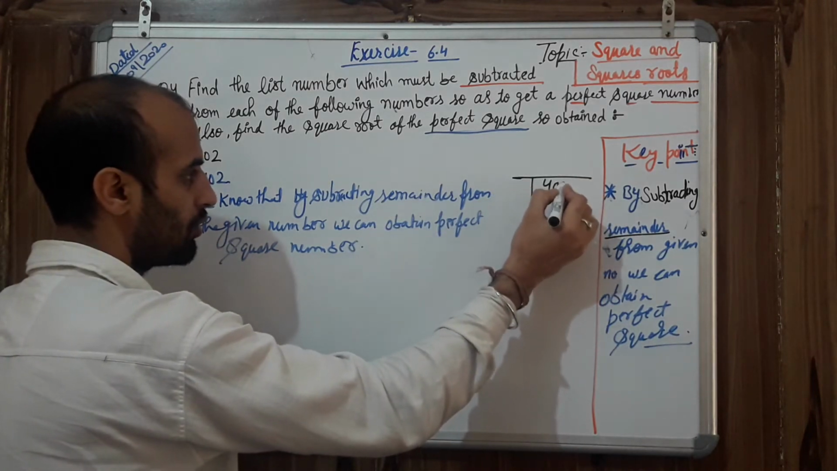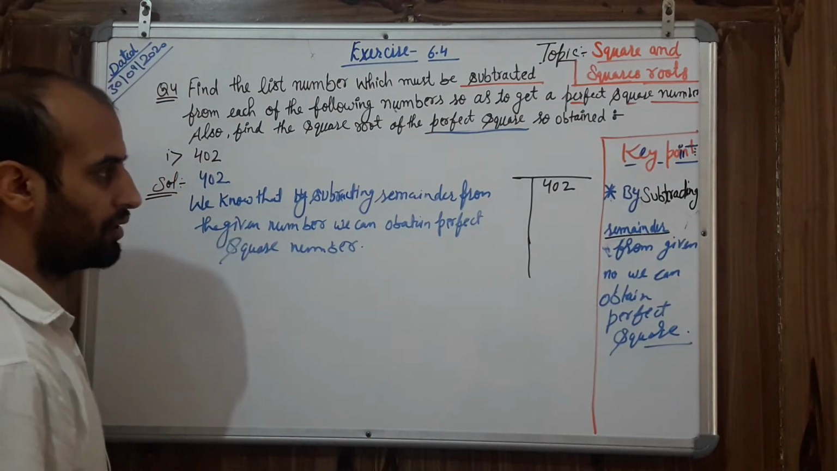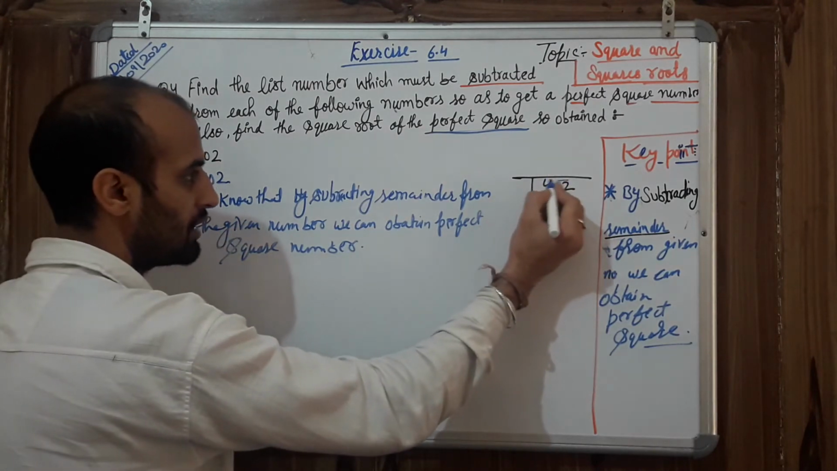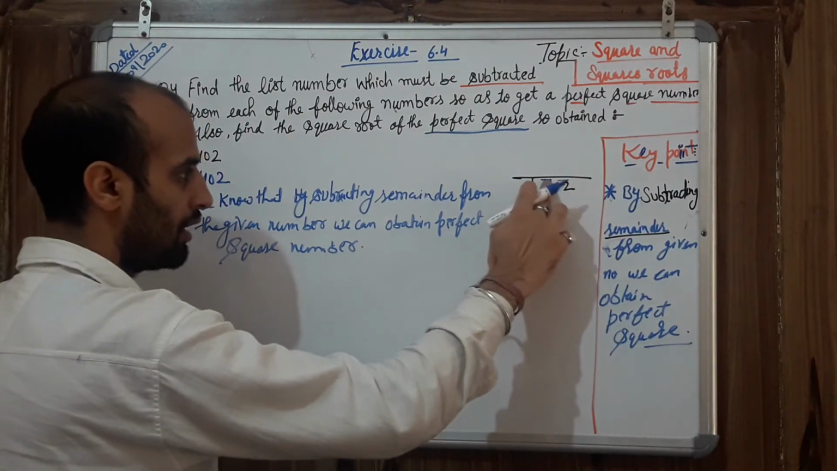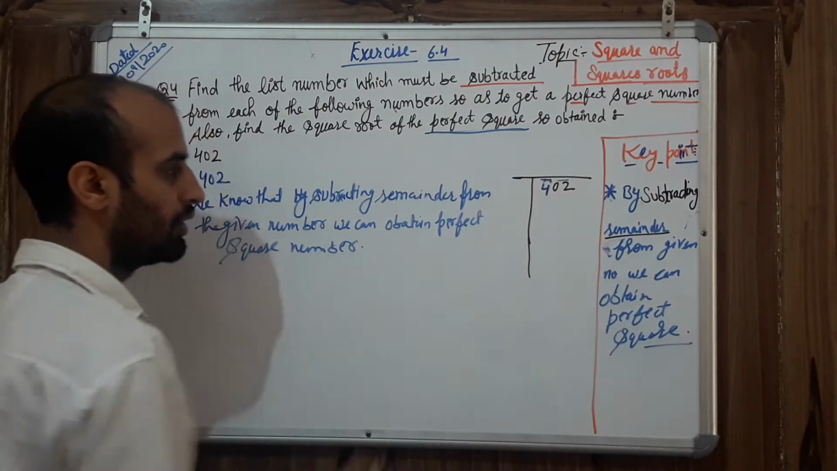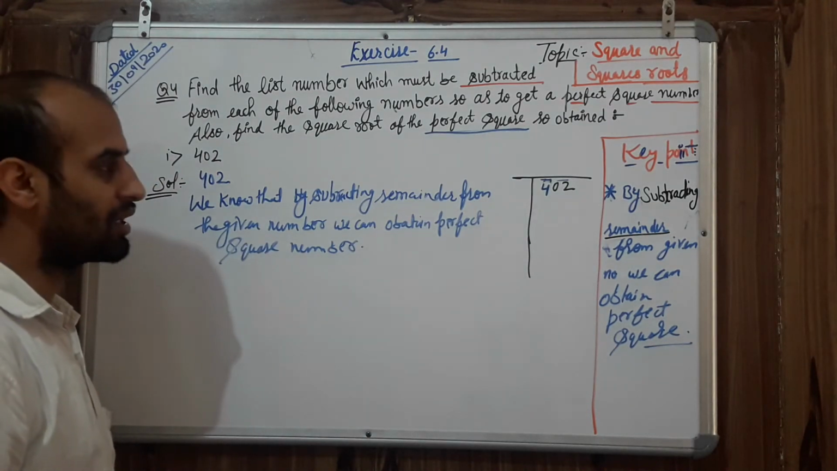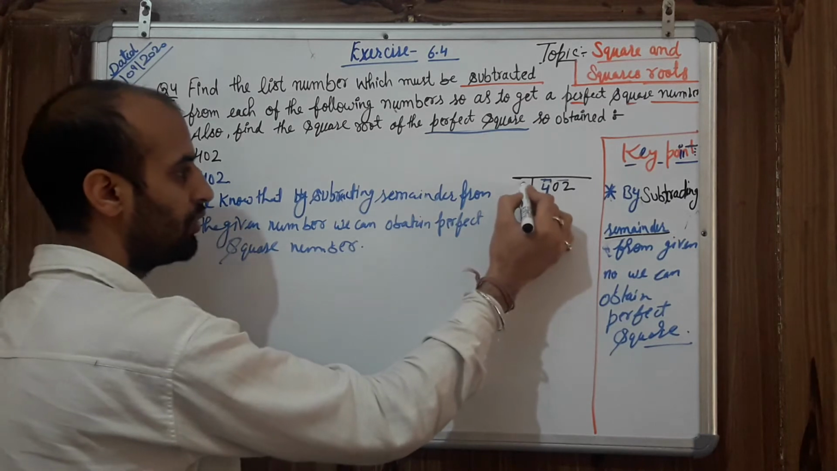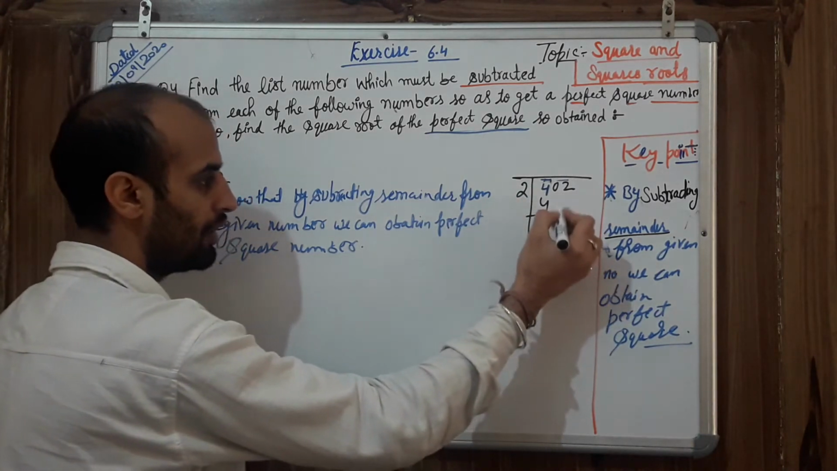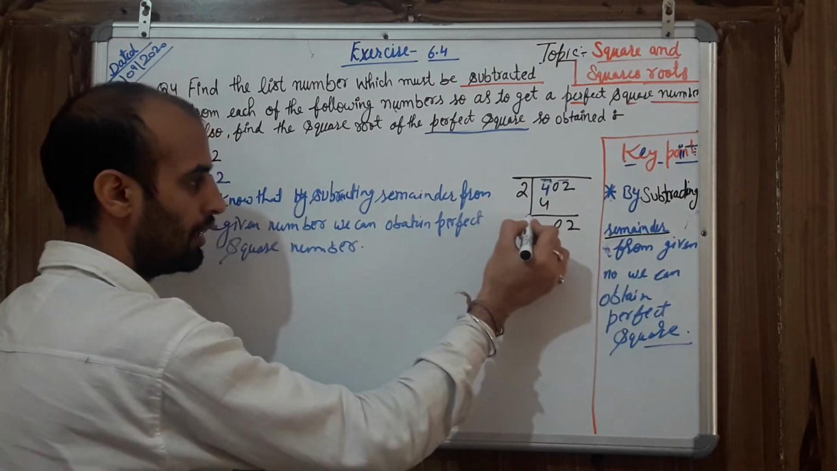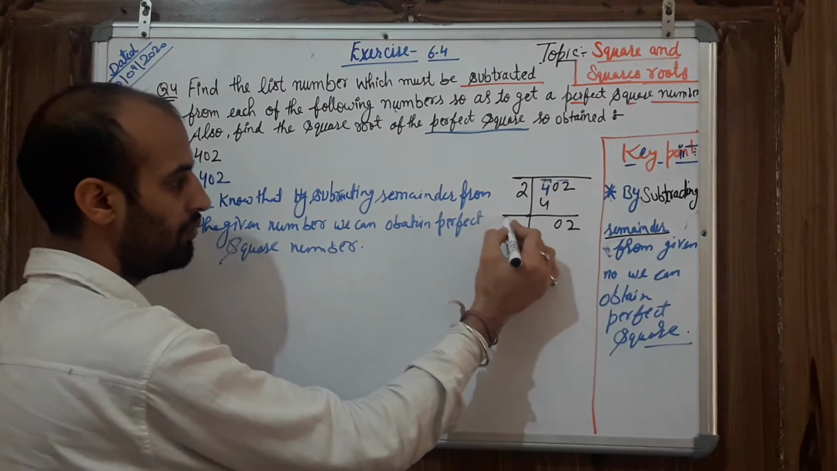The number given to us is 402. As I told you, the first task is to make pairs. So start pairing from this side. The first number downside of the bar is only 4. So your task is to find a number which, when multiplied by itself, gives 4. That means I can write here 2. 2 twos are 4. So what is left? 0 and 2. As I told you, this number is going to be doubled. So 2 plus 2 becomes 4.